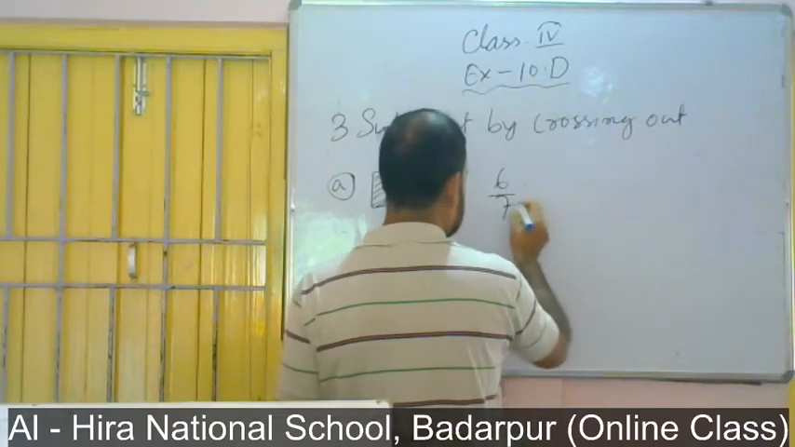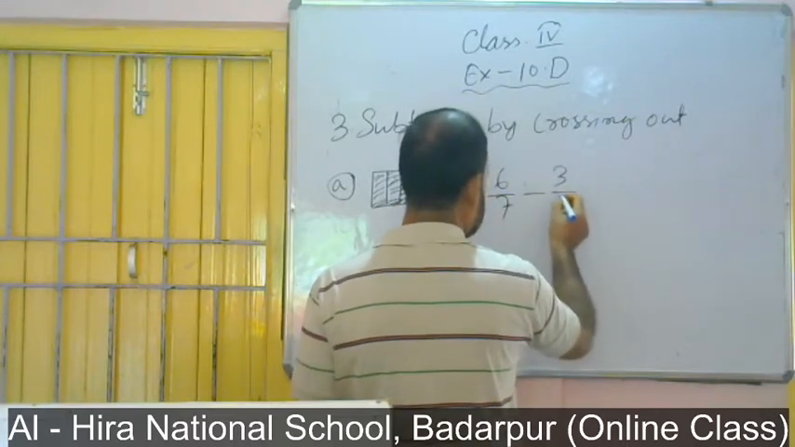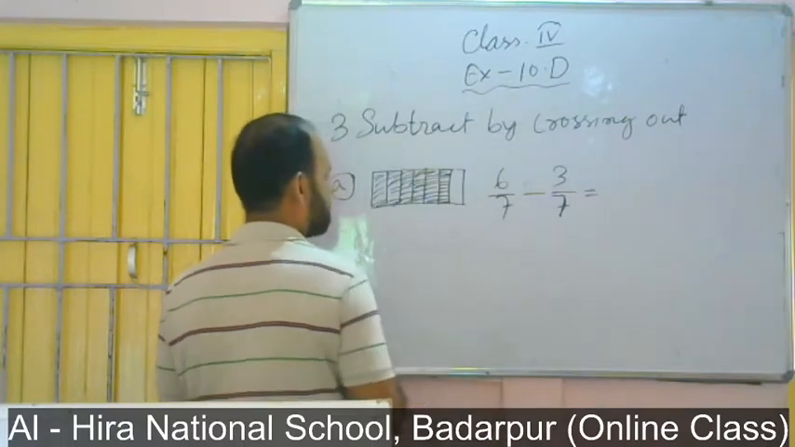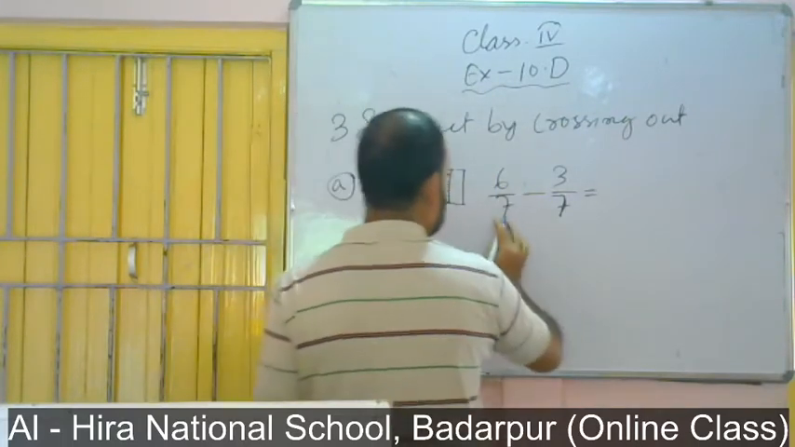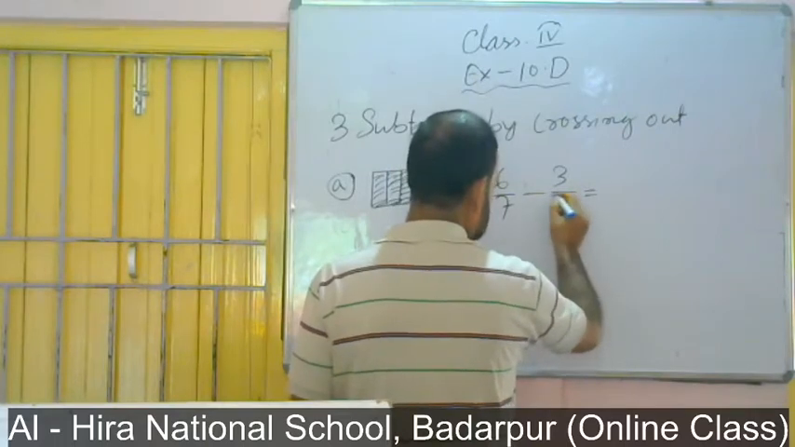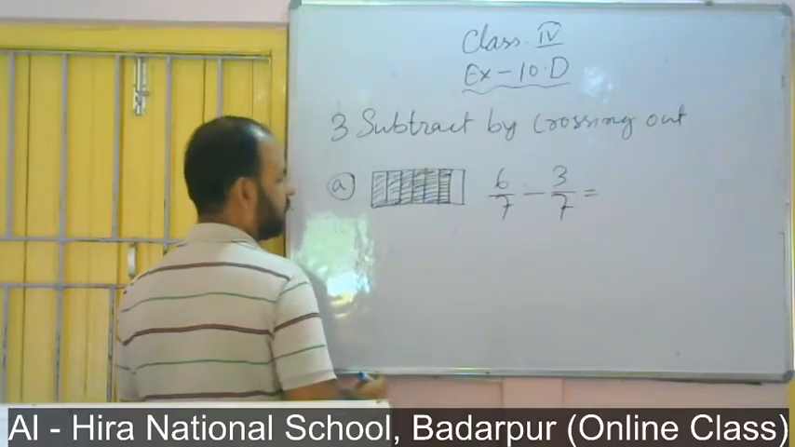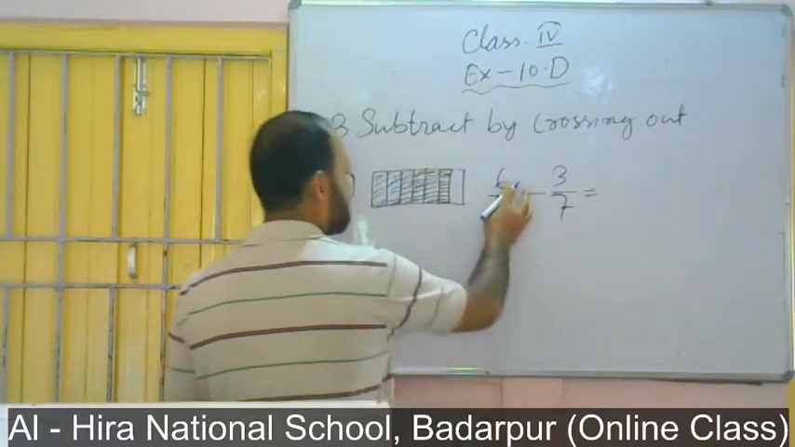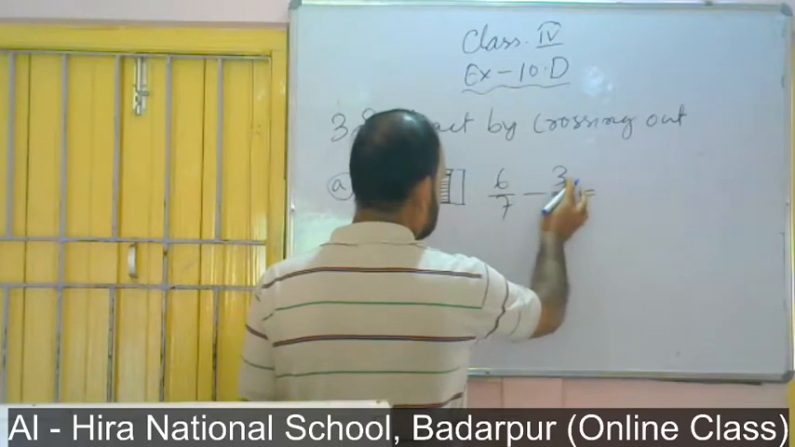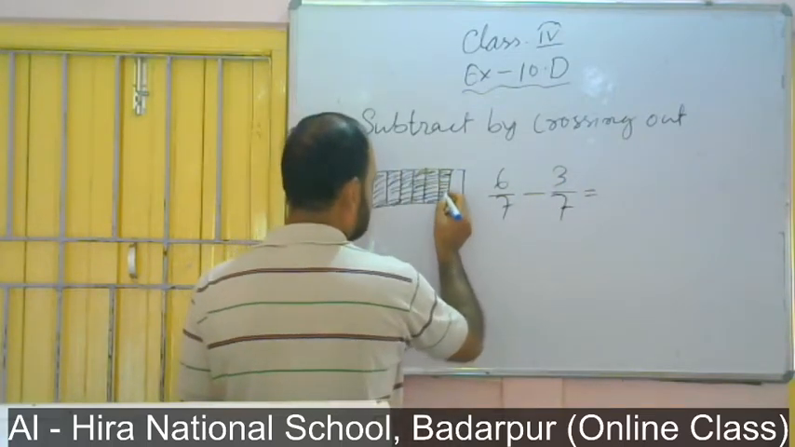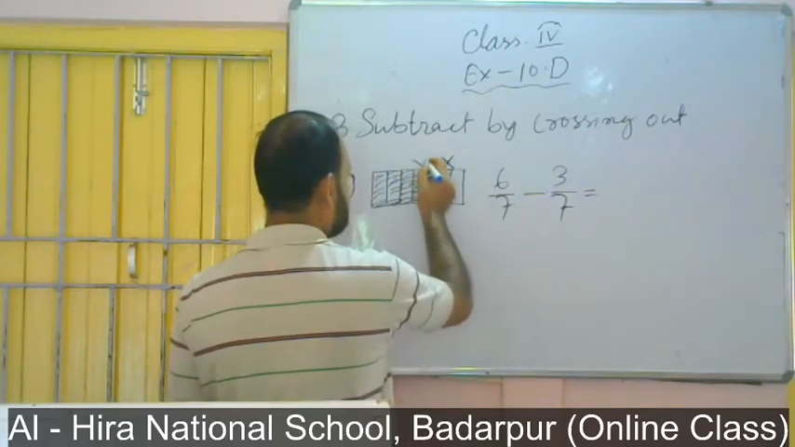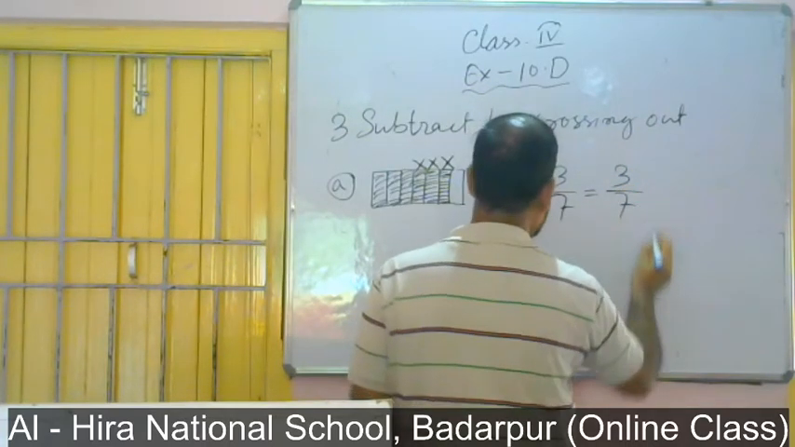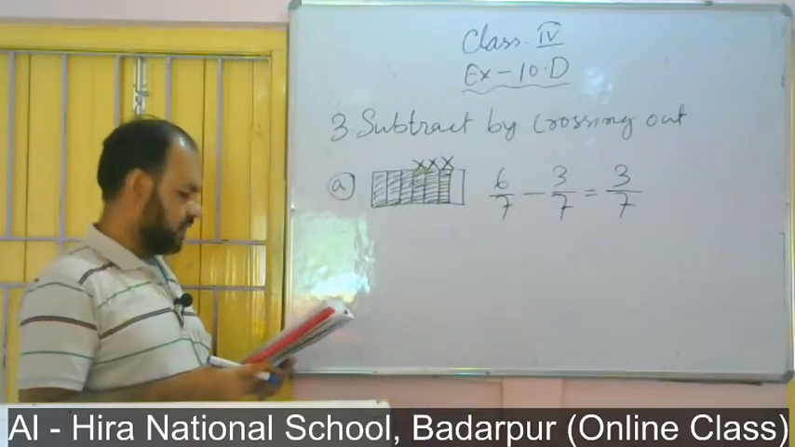Now the fraction given is 6 by 7 minus 3 by 7. So we know if the fractions are like fractions, we take the common denominator and we take out the difference of numerators. So here 6 minus 3. If we cut 3, crossing 1, 2, 3, here remain 1, 2, 3. So answer is 3 by 7.